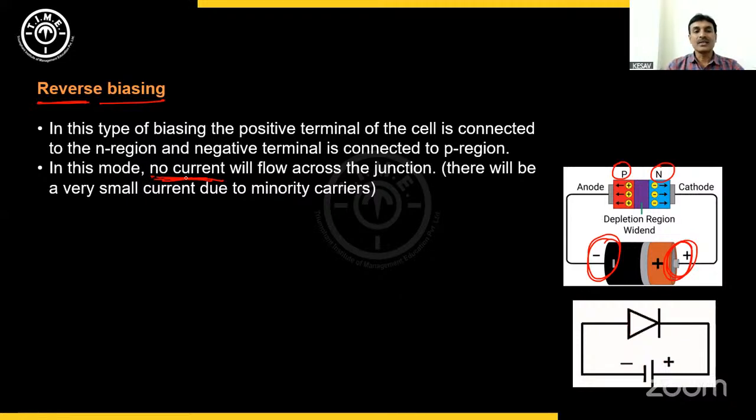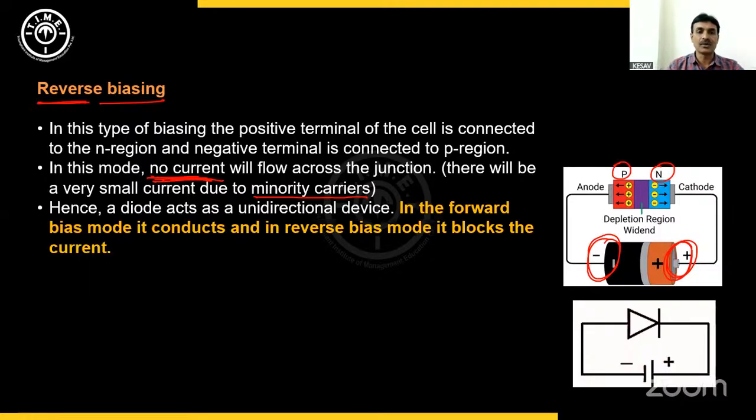So in reverse bias mode, there is no conduction taking place. There will be a very small current due to minority charge carriers, and that small current is negligibly small. That's why we say practically there is no conduction in reverse bias mode. So in forward bias mode the diode is conducting, and in reverse bias mode it is not going to conduct. That is called the unidirectional behavior. So a diode acts as a unidirectional device, conducting in forward bias mode and blocking the current in reverse bias mode.